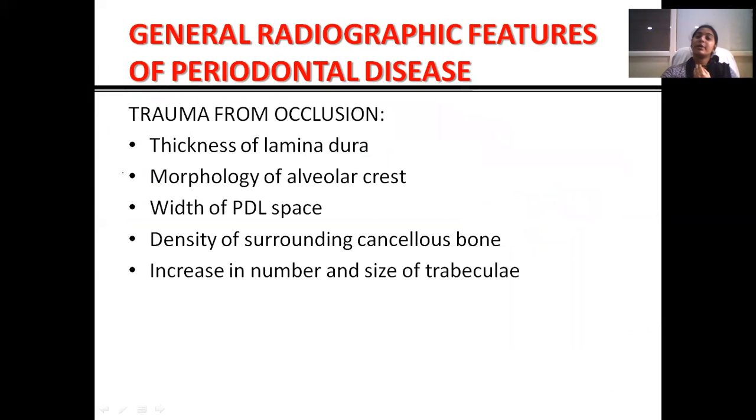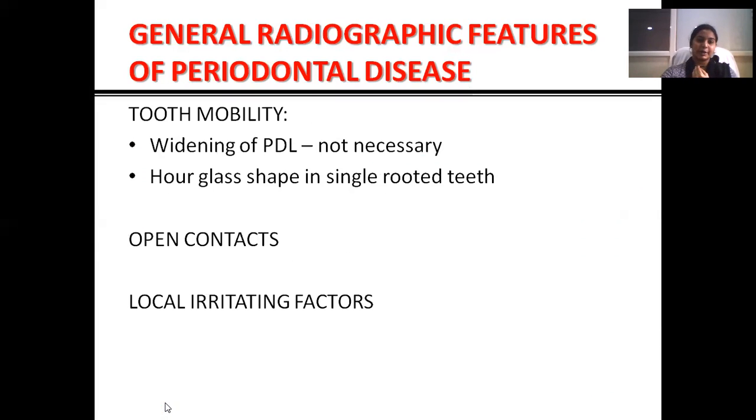Next, in trauma from occlusion, there will be an increase in the thickness of the lamina dura, and widening of the periodontal ligament space. As the occlusal forces increase, obviously the width of the periodontal ligament will increase. There will be an increase in the number and size of the trabeculae. In case of tooth mobility, it is not necessary that widening of the PDL has to be present, but in single rooted teeth, there will be an hourglass shape. And open contacts can also be seen in radiographs.